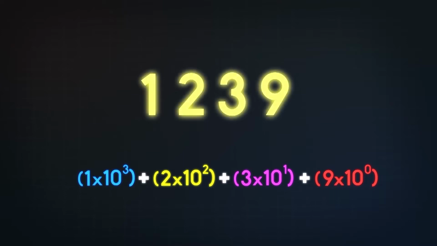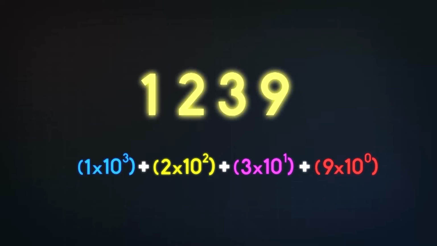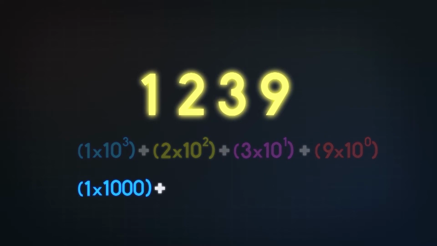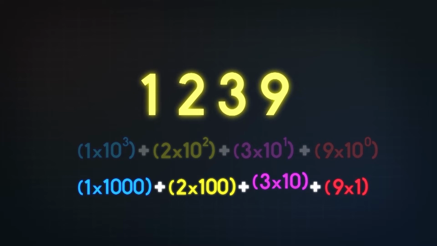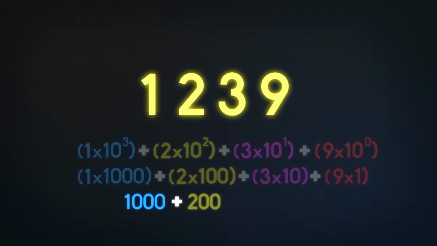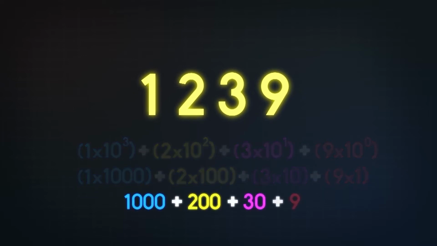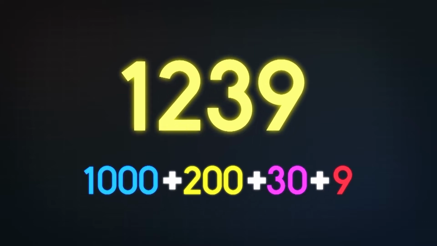So, 1239 can be written as 1 into 1000 plus 2 into 100 plus 3 into 10 plus 9 into 1, which is 1000 plus 200 plus 30 plus 9, which is equal to 1239. For a fractional number, the positional values are in negative powers of 10 that decreases towards right.